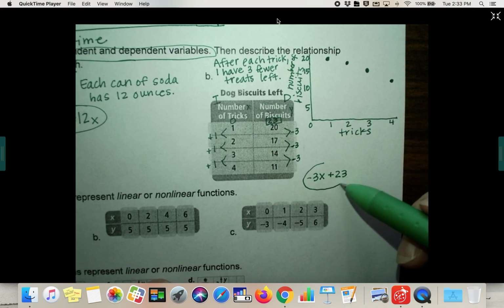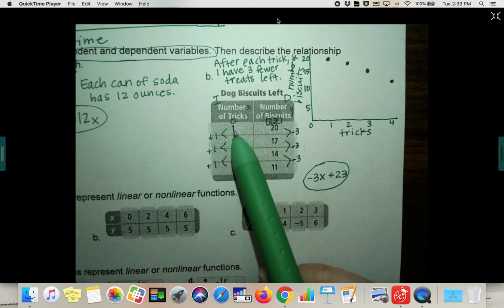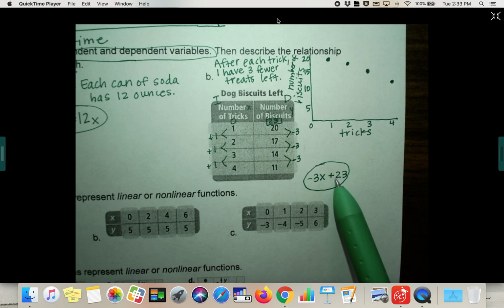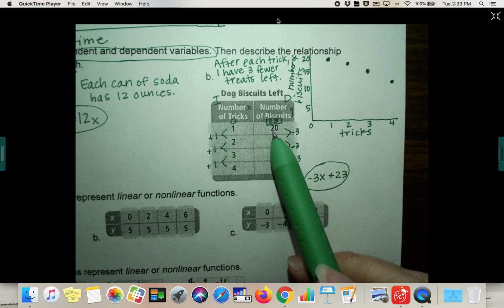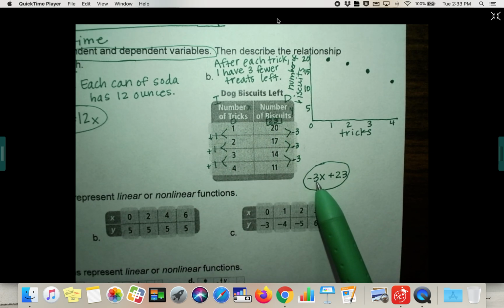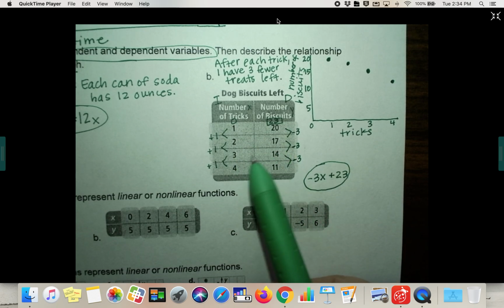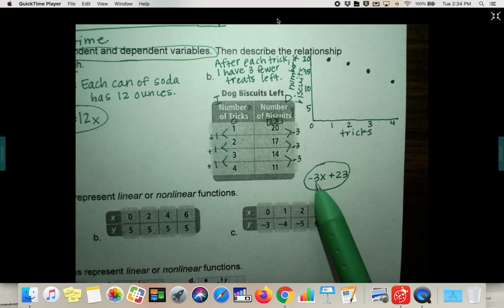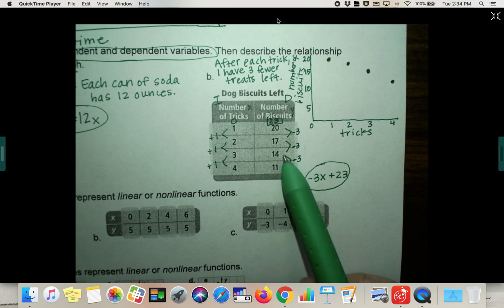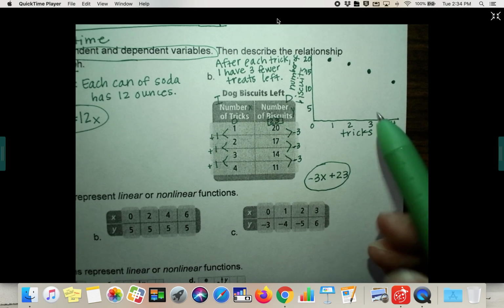But I always want you guys to double check this. This might not be the equation. Let's make sure. What is -3 times 1? It's -3. If I add 23, does that make it 20? Yes, it does. Let's check with 2. 2 times -3 is -6. -6 plus 23 is 17. So that does work. 3 times -3 is -9. -9 plus 23 is 14. So this does work. 4 times -3 is -12, plus 23 is 11. So this is my equation.